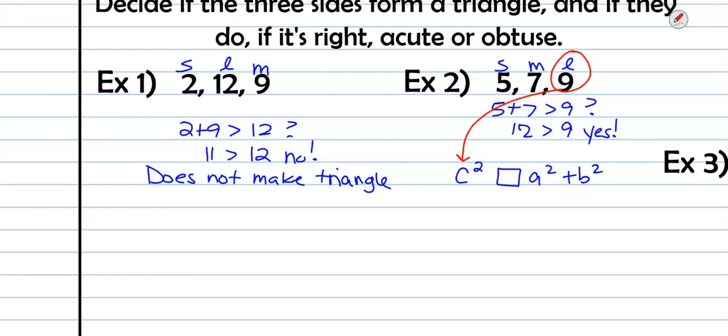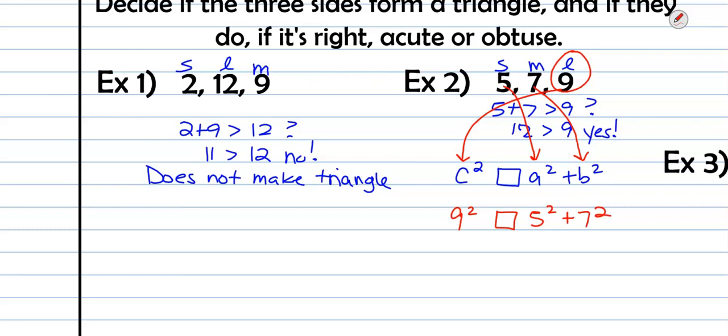And then your other two numbers, your small and your medium, they go in for A and B. And the order doesn't matter. You could do small plus medium, medium plus small, doesn't matter. Just make sure that your largest one is your C. Okay, so then we're going to do 9 squared, because that's our largest number, box, 5 squared plus 7 squared.